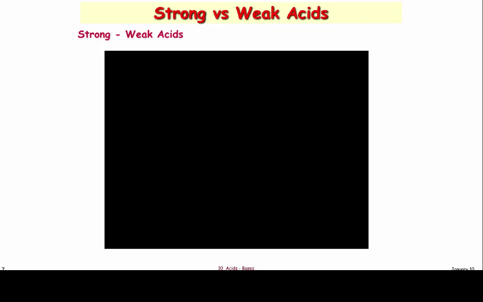So in that example, you saw that nitric acid and hydrochloric acid are strong acids because when you stick them in water, they separate 100% of the time. Acetic acid, on the other hand, if you have 100 of those acetic acid molecules, only 1 in 100 will dissociate.